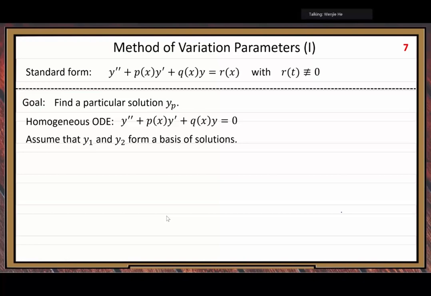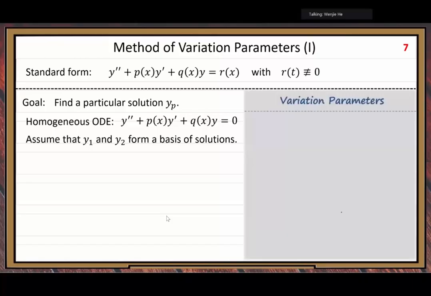So here, assume two basis functions. Probably we will do it right here, because as I remember, we didn't do it for non-constant P and Q. Now variation of parameters. Consider the general solution.